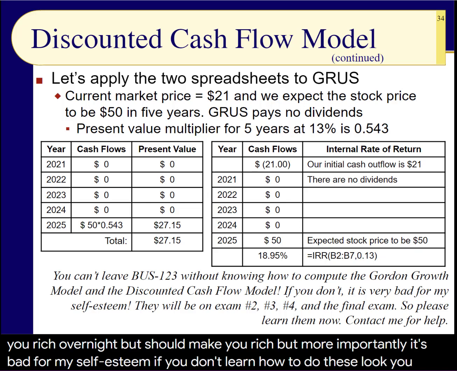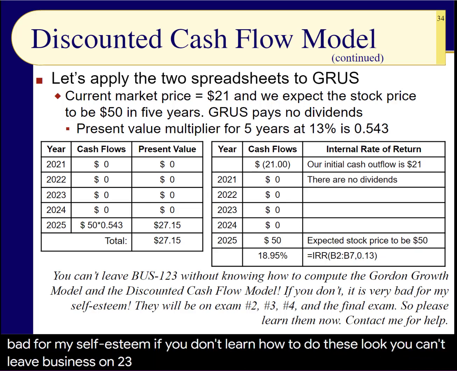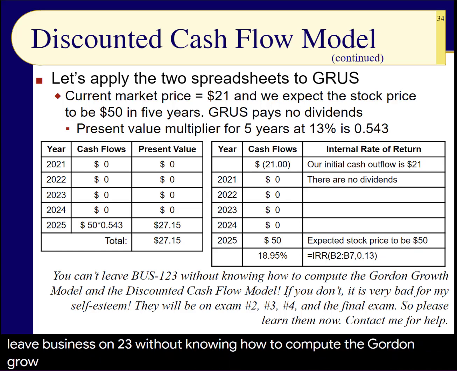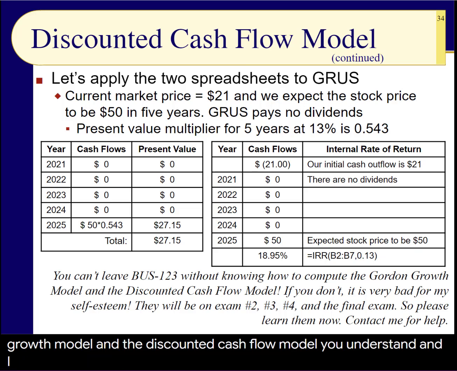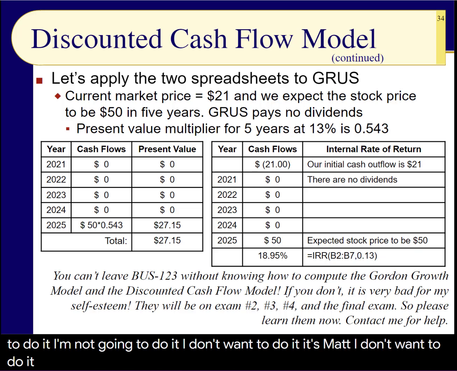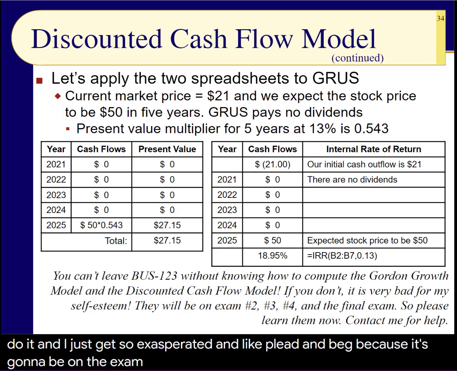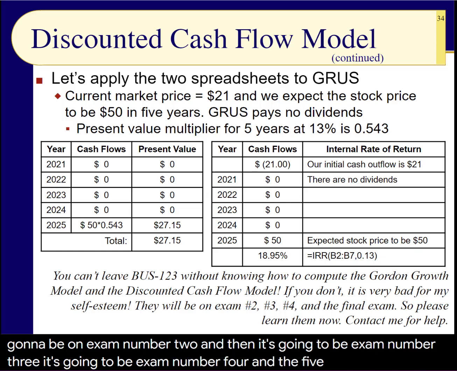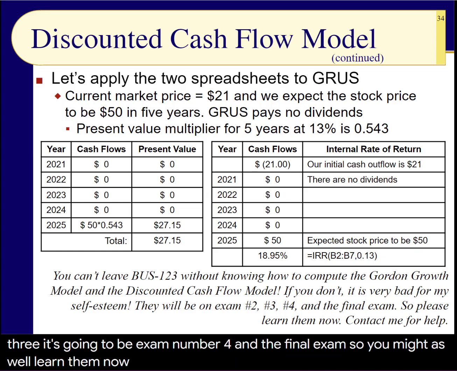Look, you can't leave BUS123 without knowing how to compute the Gordon growth model and the discounted cash flow model. You understand? And I know there are certain students who just look at it and go, I'm not going to do it. I don't want to do it. It's math. I don't want to do it. And I just get so exasperated, and I plead and beg, because it's going to be on exam number 2, and then exam number 3, exam number 4, and the final exam, so you might as well learn them now.